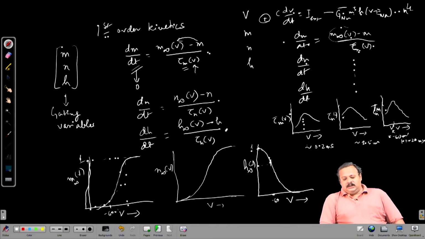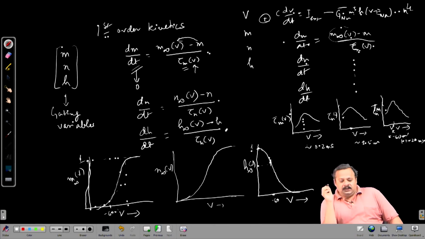So, as you can see, from m to n to h, these gating variables, the time constant of each of the gating variables changes almost an order of magnitude from m to n and then from n to h. And this essentially is the most important point in terms of describing an action potential using the Hodgkin-Huxley equations, this difference in the time constants.